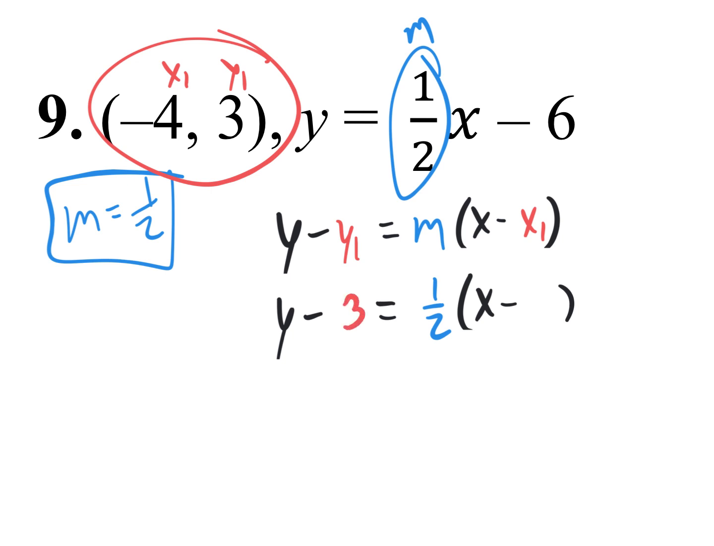So we put the 3 right here. The x1 value is negative 4. And of course, change to plus plus. And they are asking for a slope-intercept form. So you got to get rid of these parentheses.